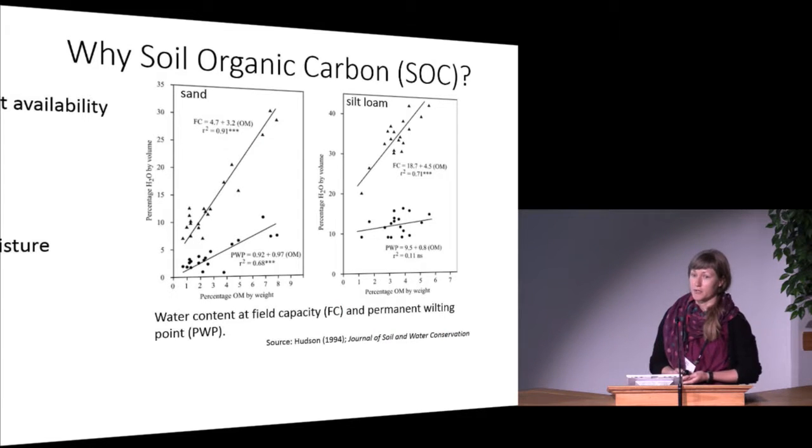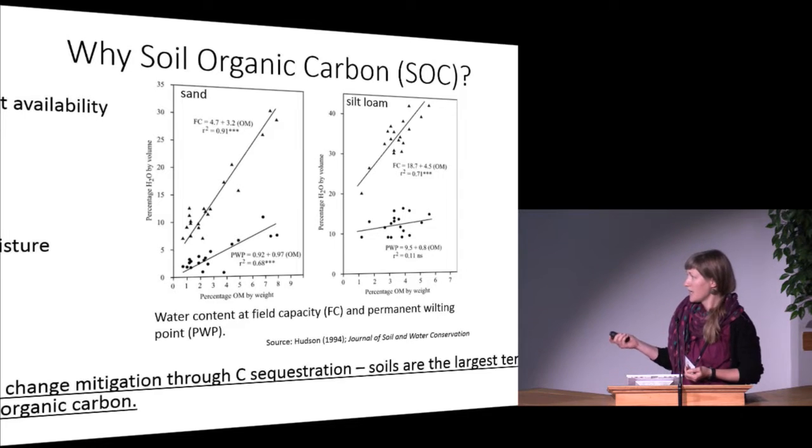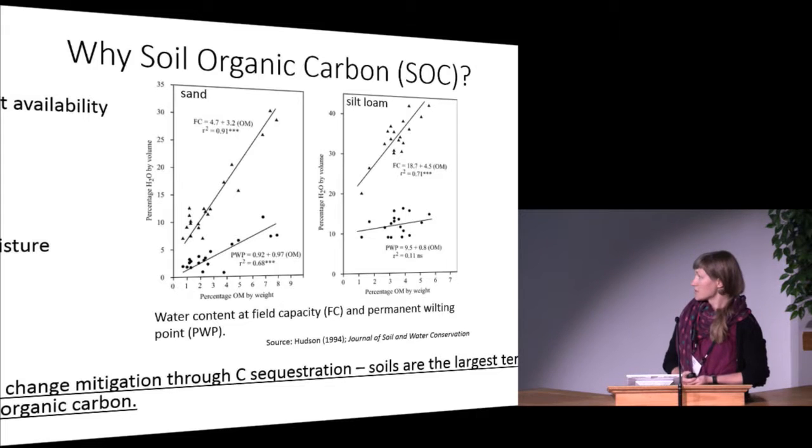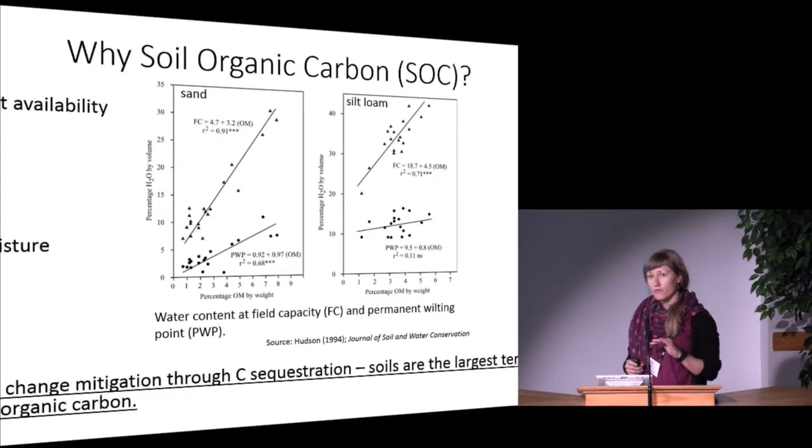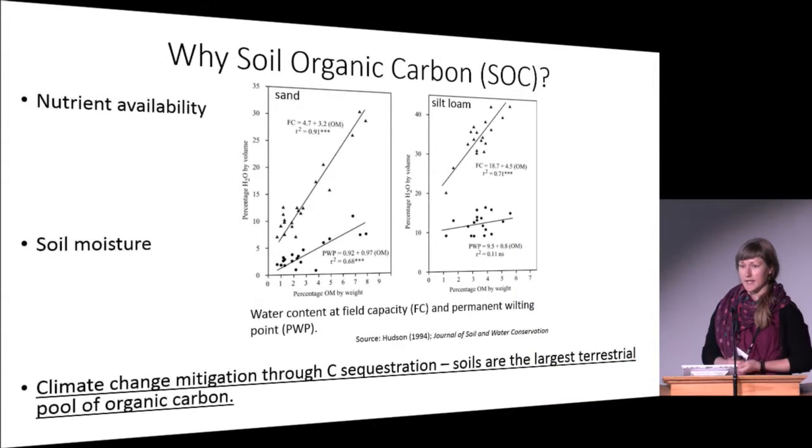Another thing, soil moisture. We have known for a long time that higher soil organic carbon amounts increase the water holding capacity of soils, meaning soils are able to store more water and don't dry out as fast, which is important for these areas. And the newest member of the group is climate change mitigation through carbon sequestration. Soils are the largest terrestrial pool of organic carbon in the world, and overall, it's estimated that soils store more carbon than vegetation, and if we look only at forests, it's about 50-50. So soils store as much carbon as vegetation.